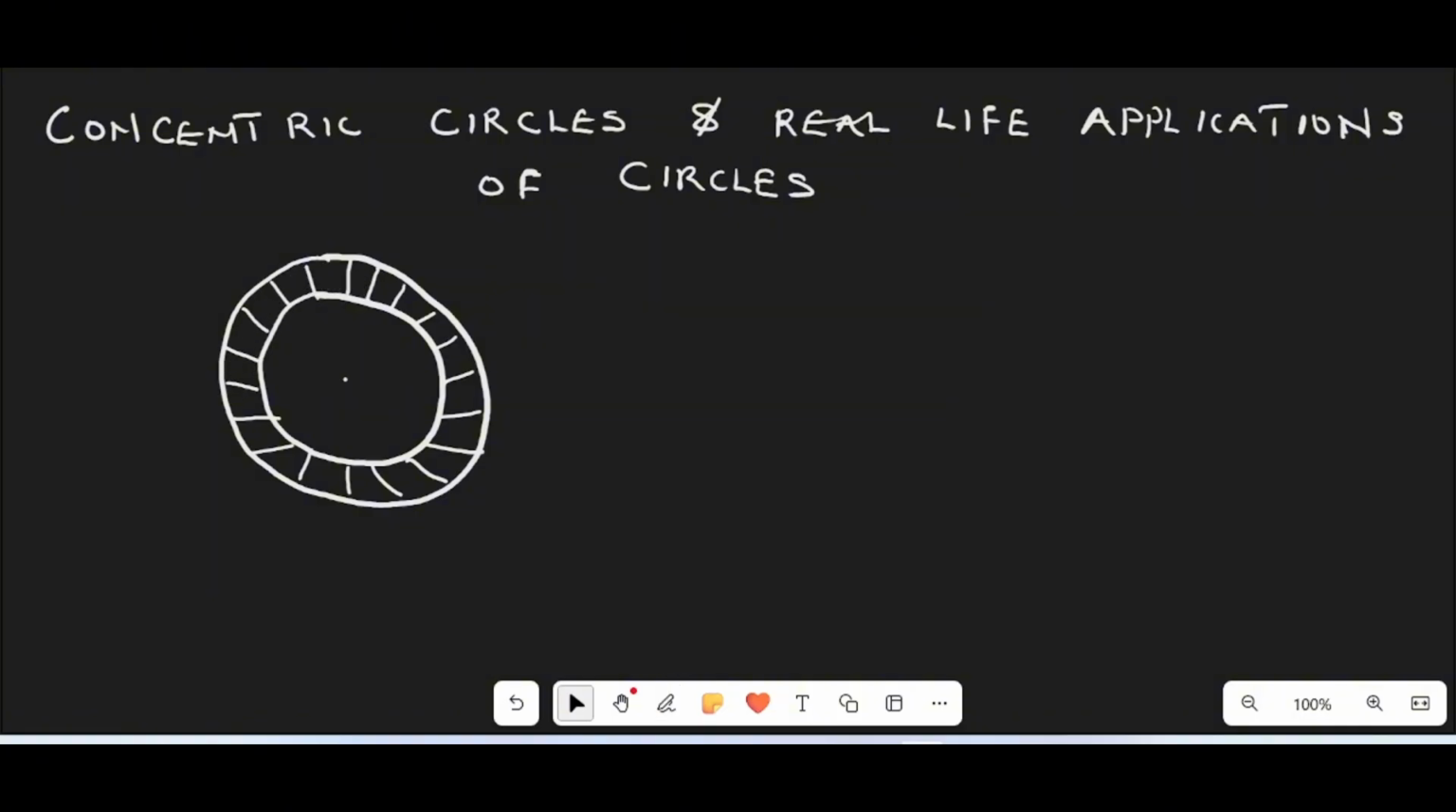Distance between them. The distance between the inner circle and the outer circle, we can call it the gap, and it can be expressed as gap equal to outer radius minus inner radius. Capital R is the radius of this circle. Small r is the radius of the inner circle.